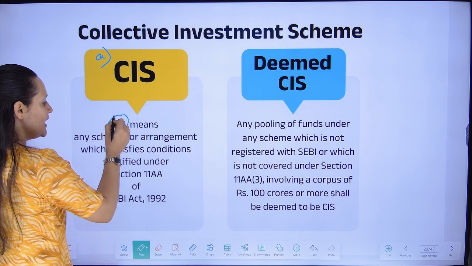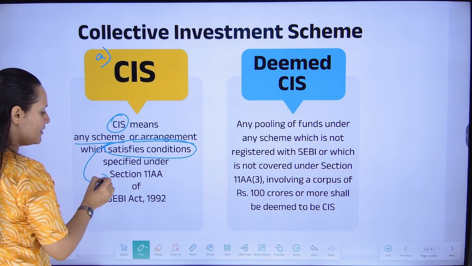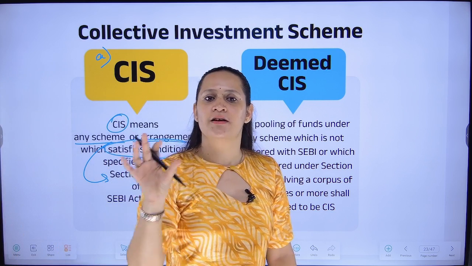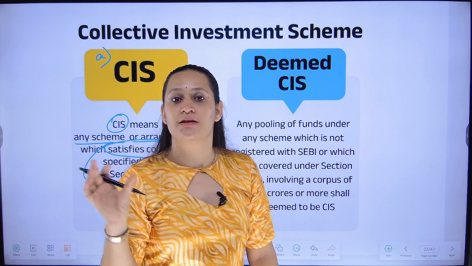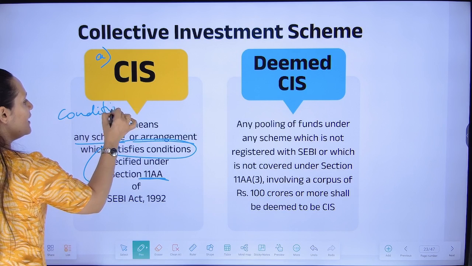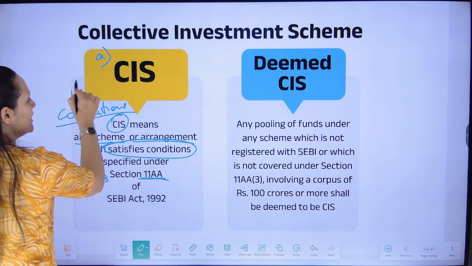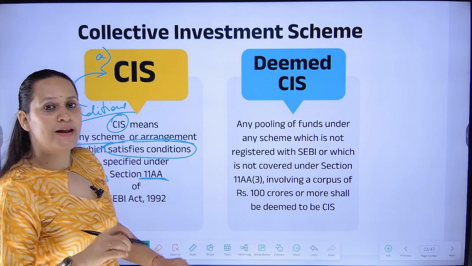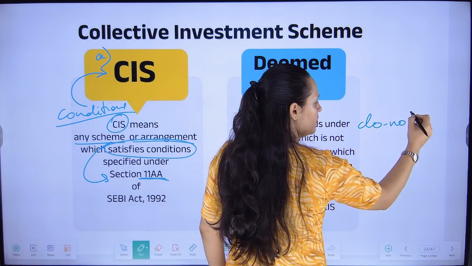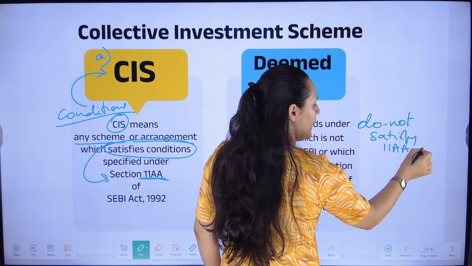What does that say? CIS means any scheme or arrangement which satisfies the condition provided under section 11AA. We know that under SEBI Act, we have given power to SEBI to monitor some kind of activities, to regulate certain kind of schemes. For that also certain conditions have been laid down under section 11AA. So if you're satisfying those conditions, you are called as a collective investment scheme. Now there are other kind of schemes which do not satisfy the conditions laid down under section 11AA.